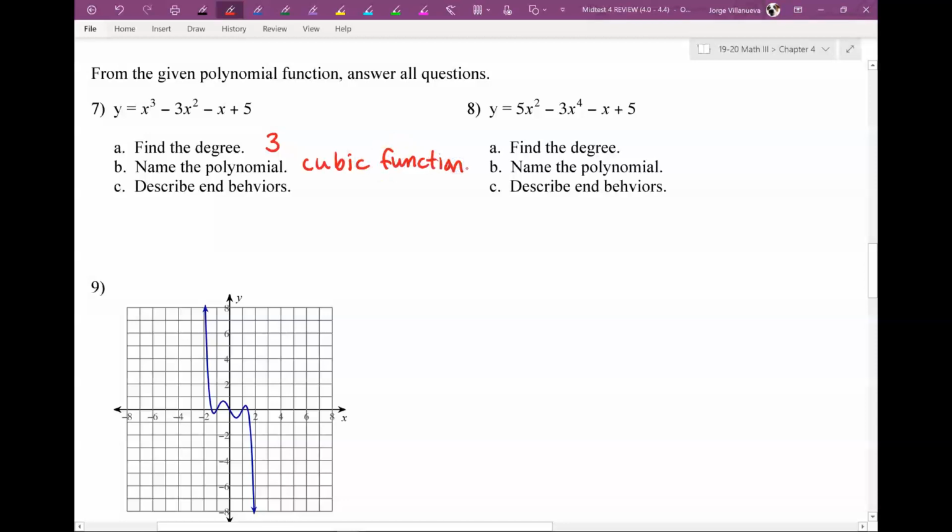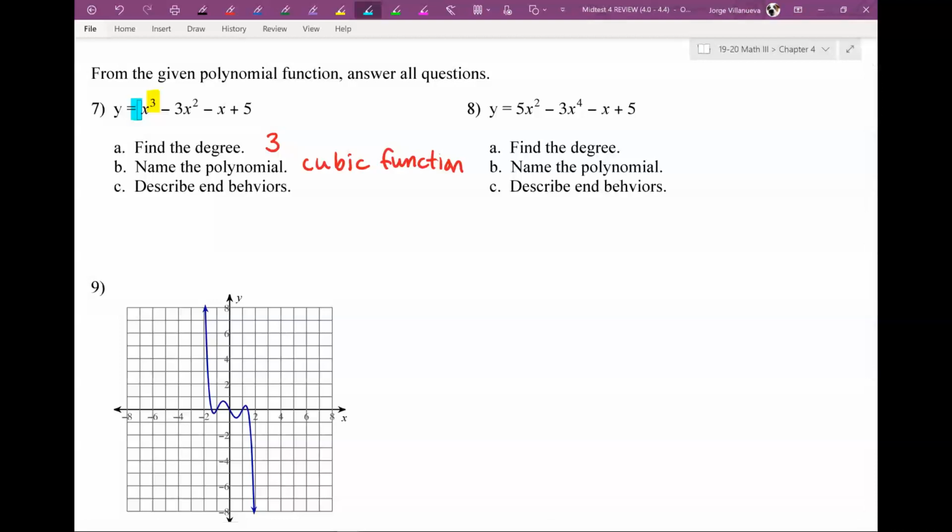Describe the end behaviors. Well, the end behaviors are based on the degree and on the number in the front, which we actually don't see. It's a positive 1, okay? How do you know that 3 is the biggest degree? The highest power. Remember, degree means highest power you see.